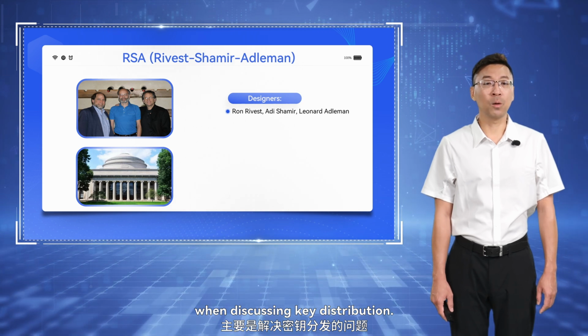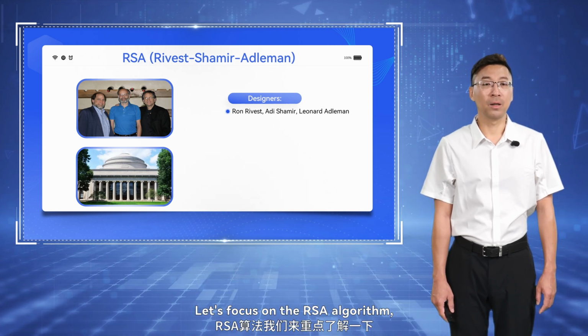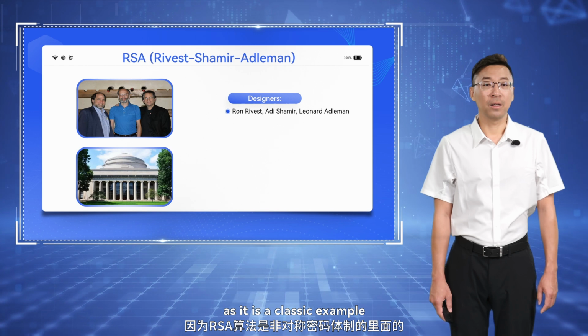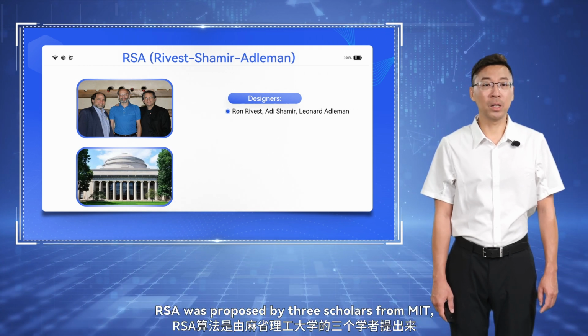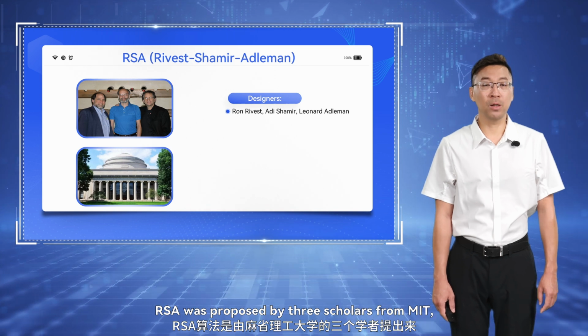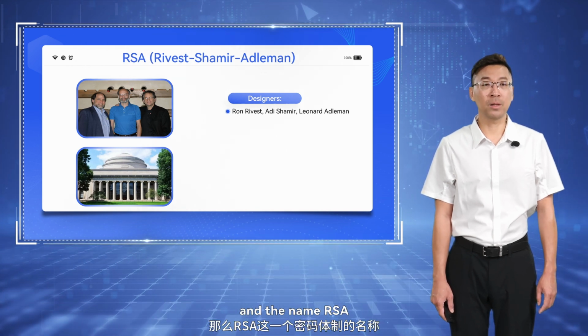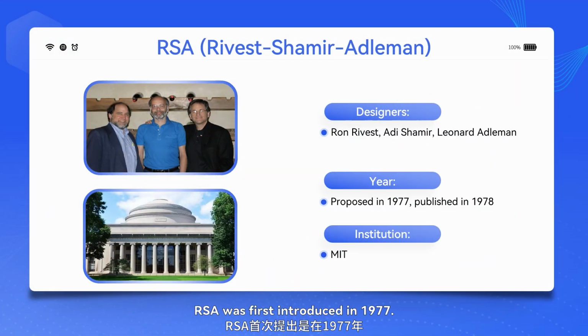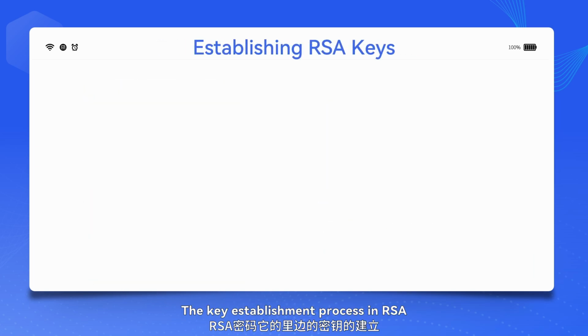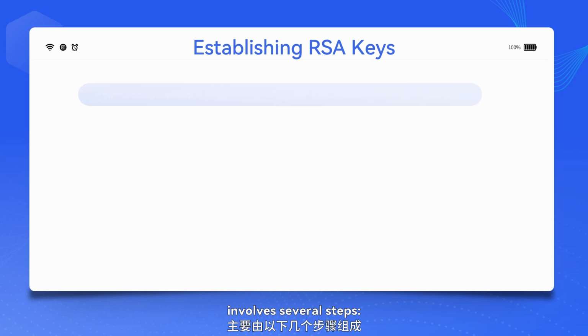discussing key distribution. Let's focus on the RSA algorithm, as it is a classic example of asymmetric cryptography. RSA was proposed by 3 scholars from MIT, and the name RSA comes from the initials of their last names. RSA was first introduced in 1977. The key establishment process in RSA involves several steps.